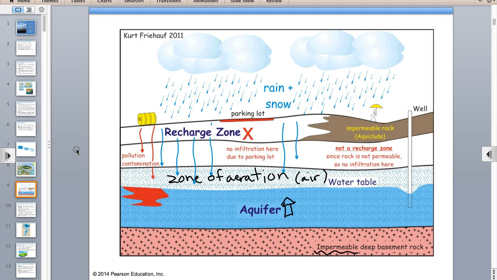The part down here that's blue, guess what that means? It has water in it. Crazy talk. So this is the zone of saturation, because the pore spaces are all saturated.